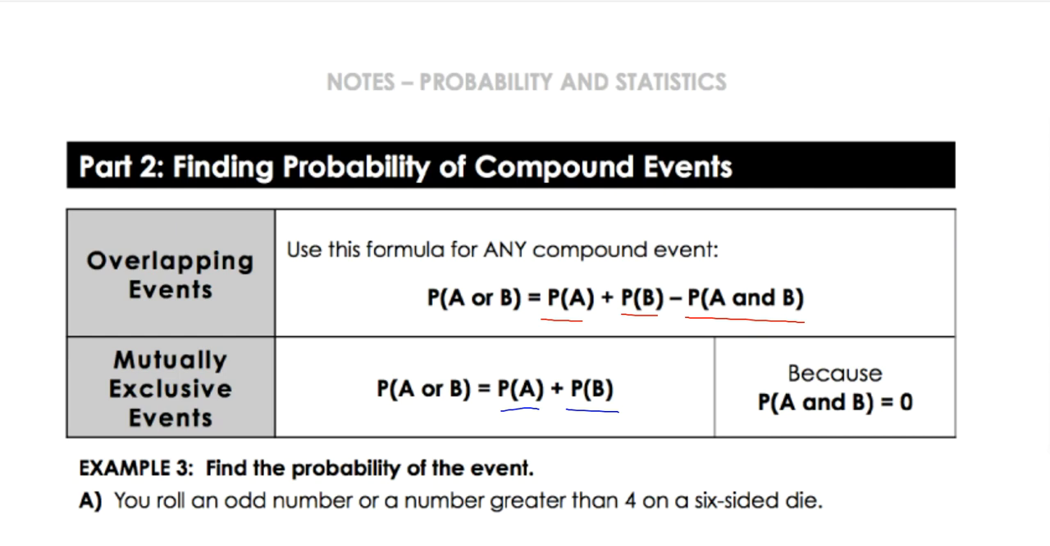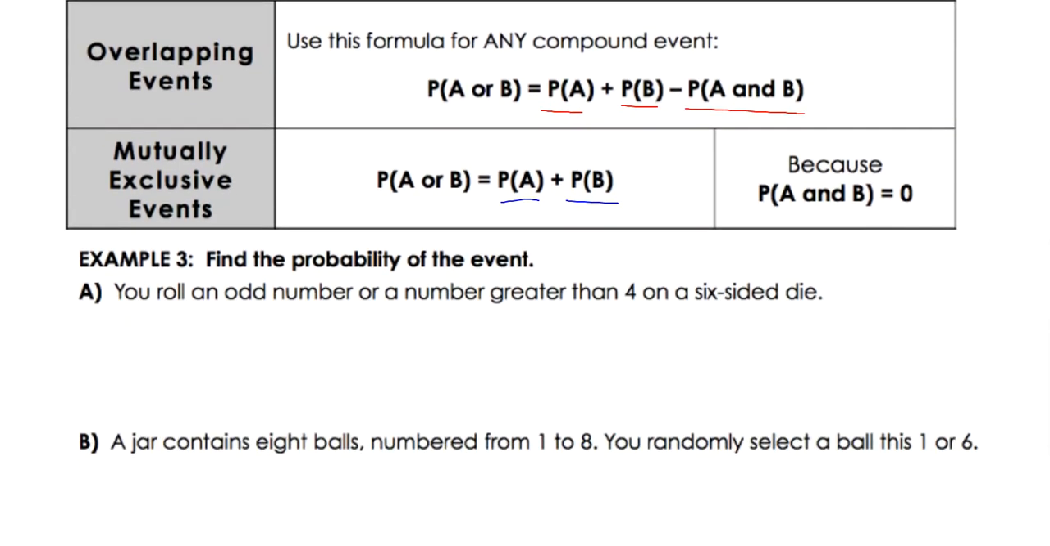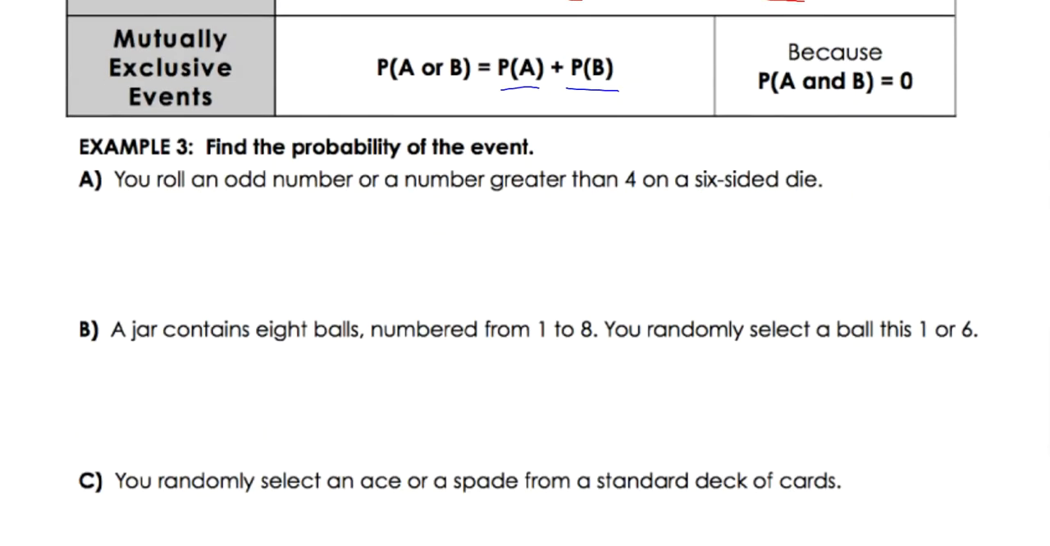So we're going to go through these 5 examples at the bottom of your page. So the first thing we have to do is decide, are they mutually exclusive or are they not? Do we need to subtract out overlap or do we not? So in this first example A here, it says you roll an odd number or a number greater than 4 on a 6-sided dice. So the first thing we have to think about is, is it possible to roll an odd number that is also a number greater than 4? And in that case, there is a possibility.